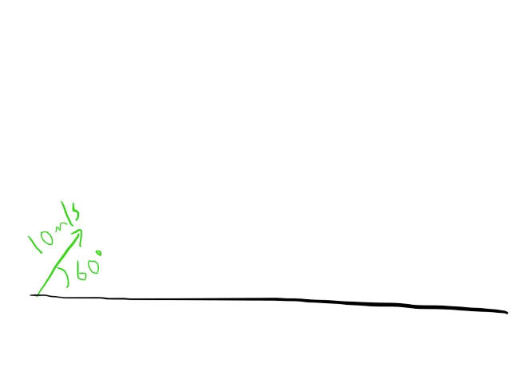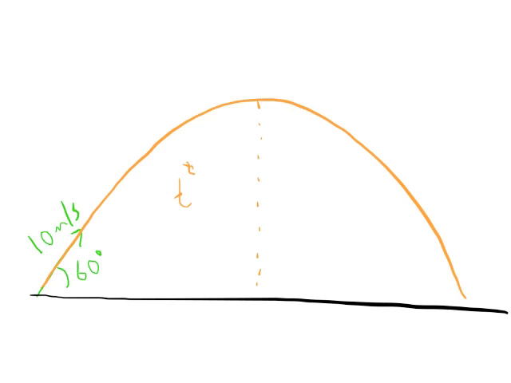If we've got a projectile that is launched going, let's say, 10 meters per second at an angle of 60 degrees from the ground. So this projectile goes, and you could be asked to find how high it goes, the time it takes, and how far it goes. So the first thing you'll need to do is find out how high it goes.